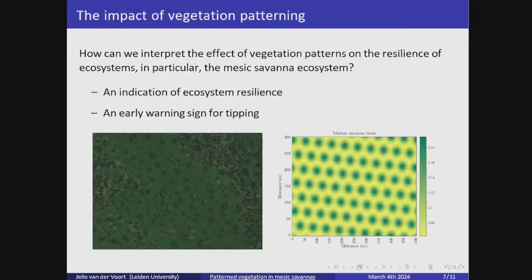So what about the resilience? There are actually two explanations that our model can give on the effect of vegetation patterns on the resilience. It could be a sign of ecosystem resilience, or actually an early warning sign that a critical transition is about to take place.